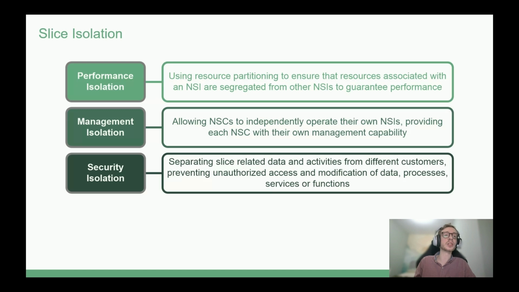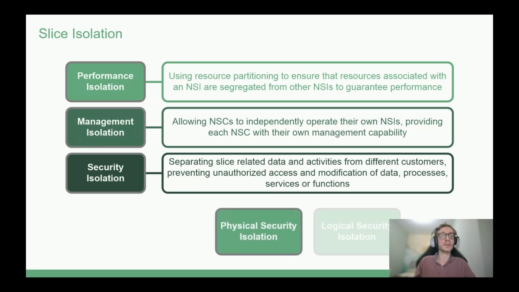And this could be split into two different approaches. We can have a physical security isolation, and that's expensive for network slice customers, and we really don't see this implementation. This is essentially a private network. Or we can have the logical security isolation. And that's where the slice is not allowed to be part of any other network slice. The network slice subnet instances will be only utilized for that specific network slice.